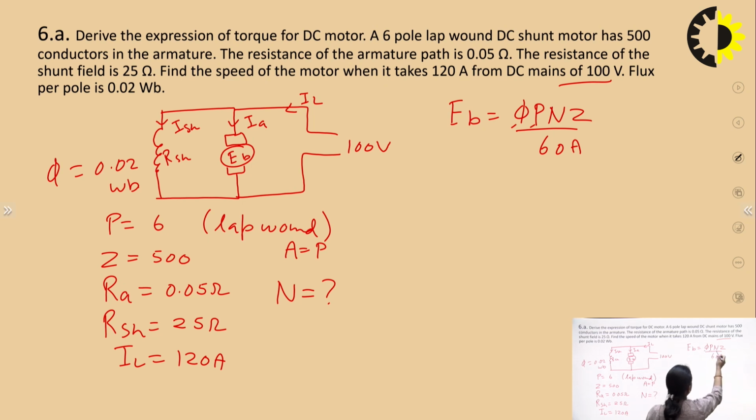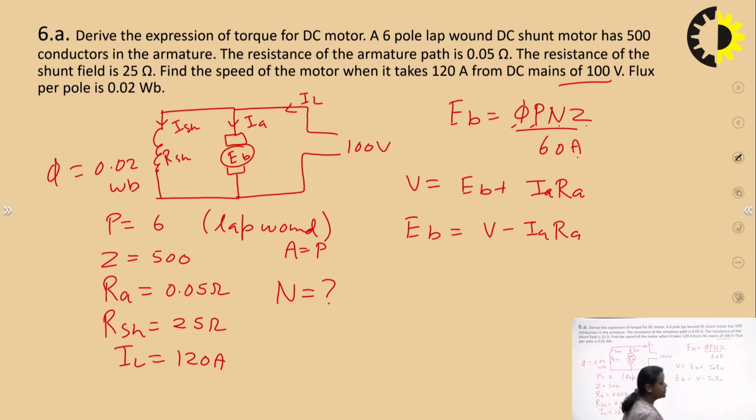Number of poles is given, Z is given, that is the number of conductors. You know that A is equal to P because this is lap wound, but EB is not given, right? So how will you find the value of EB? EB value can be found from this DC shunt motor circuit. We know that V is equal to EB plus Ia Ra, right? So EB is equal to V minus Ia Ra. We know the value of V, we know the value of Ra, but we don't know the value of Ia.